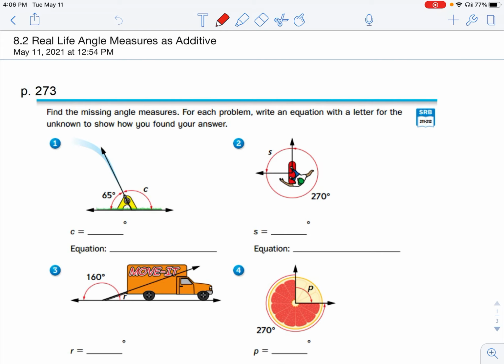Pause the video if you need to do that. Let's read the directions together. Find the missing angle measures. For each problem, write an equation with a letter for the unknown to show how you found your answer. Okay, so on this first problem, we see a sprinkler. I'm actually going to do my equation first.